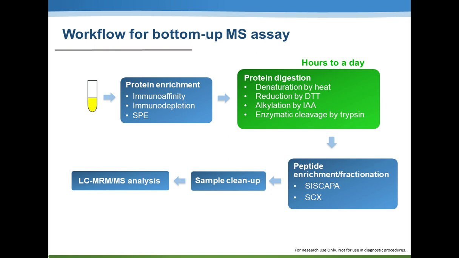In a typical bottom-up assay workflow, the sample has to go through several steps before entering the mass spectrometer, like a protein enrichment. It can be immunoprecipitation, immunodepletion to remove those abundant proteins in your plasma or serum, or SPE, and then protein digestion. Peptide enrichment, like the SISCAPA assay or SCX to fractionate your sample. And then sometimes there's a sample cleanup step.